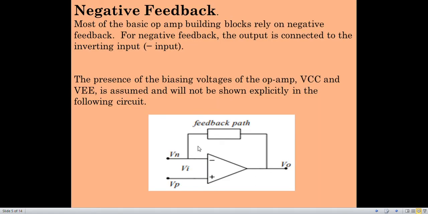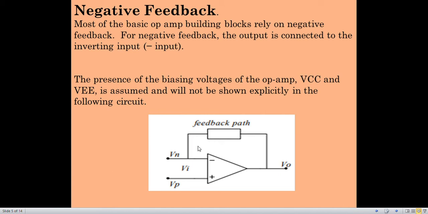Now, in order to use an operational amplifier, we give it a feedback. Generally, the feedback that is given is a negative feedback. So, we will discuss about negative feedback. Most of the basic operational amplifier building blocks, they rely on negative feedback.